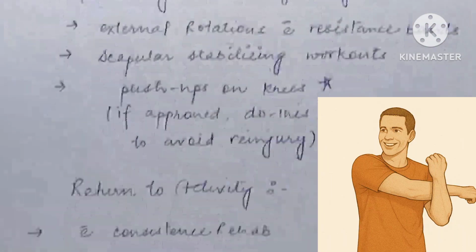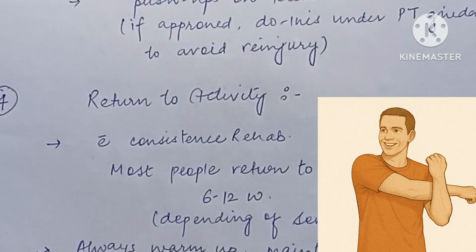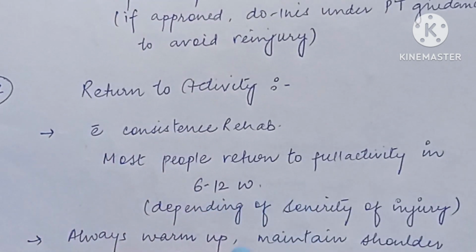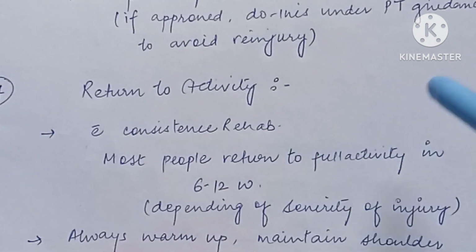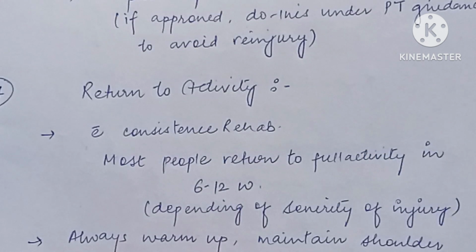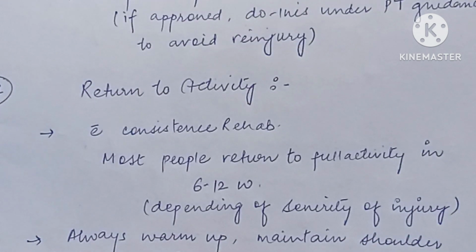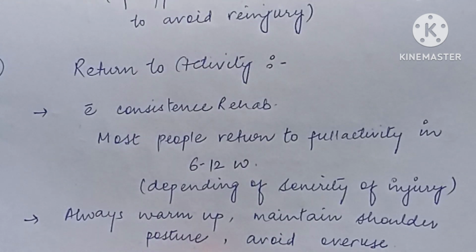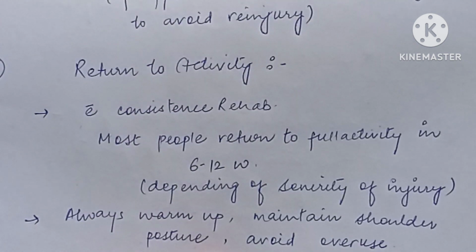After this, the return to activity phase is there. Most people return to full activity in 6 to 12 weeks. It totally depends upon the severity of the injury. So basically you have to be consistent and focus on the rehabilitation procedure. In this procedure, always warm up, maintain shoulder posture and avoid overuse of the shoulder joint and the areas related to your shoulder joint.